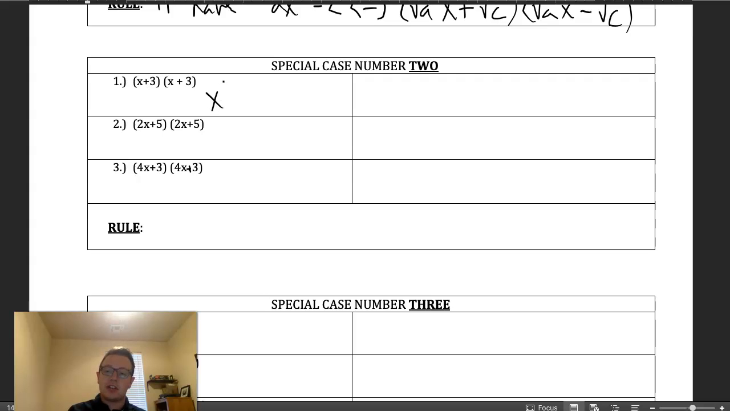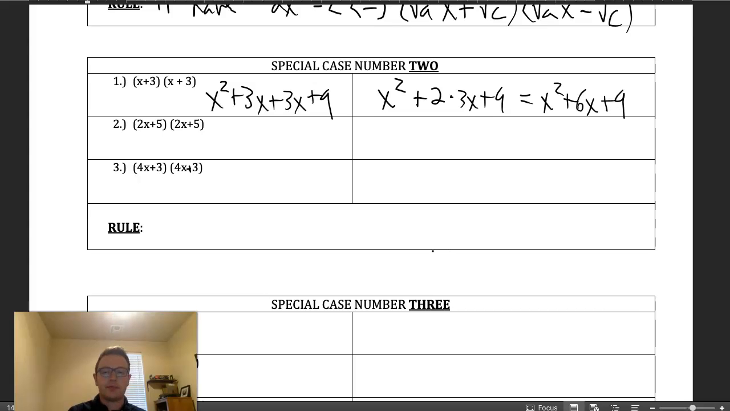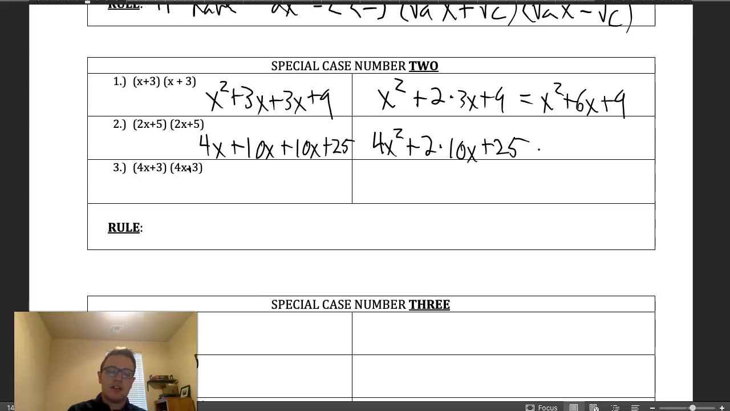For this first one, we get x squared plus 3x plus 3x plus 9. Or this is the same thing as x squared plus 2 times 3x plus 9, or x squared plus 6x plus 9. In the second equation, when we expand it, we get 4x squared plus 10x plus 10x plus 25. Or in other words, this is 4x squared plus 2 times 10x plus 25, or this is equal to 4x squared plus 20x plus 25.